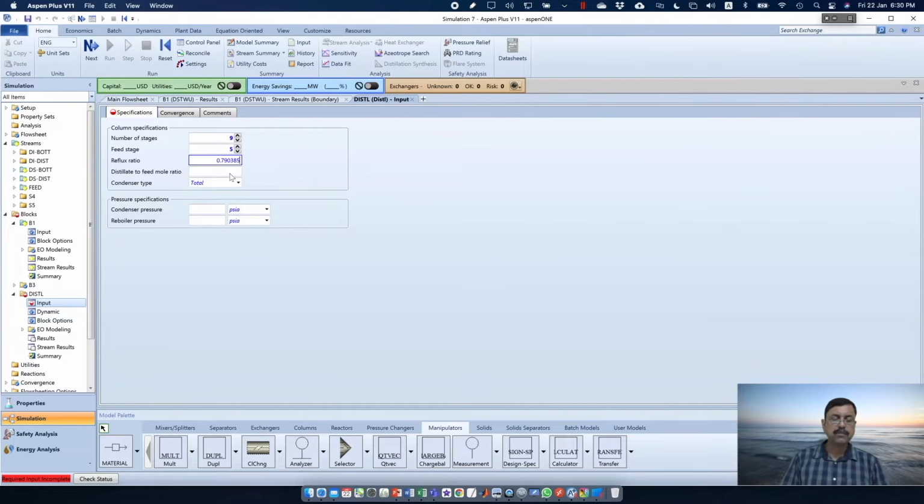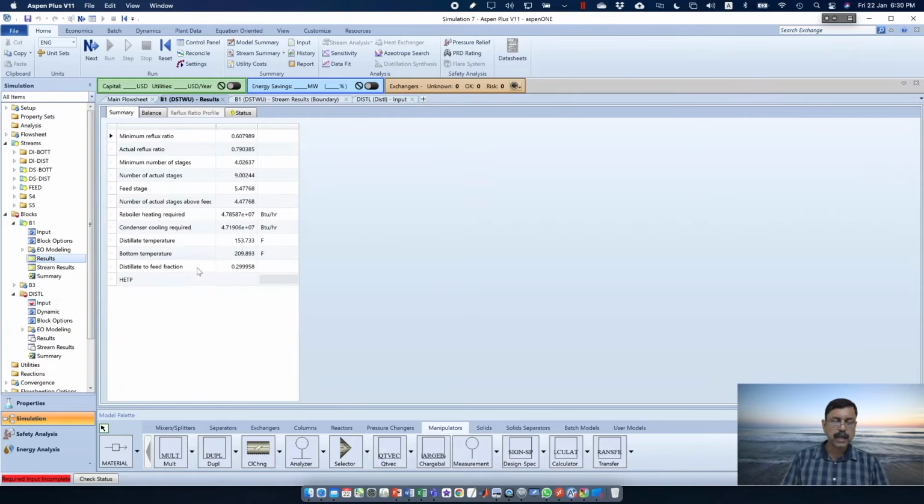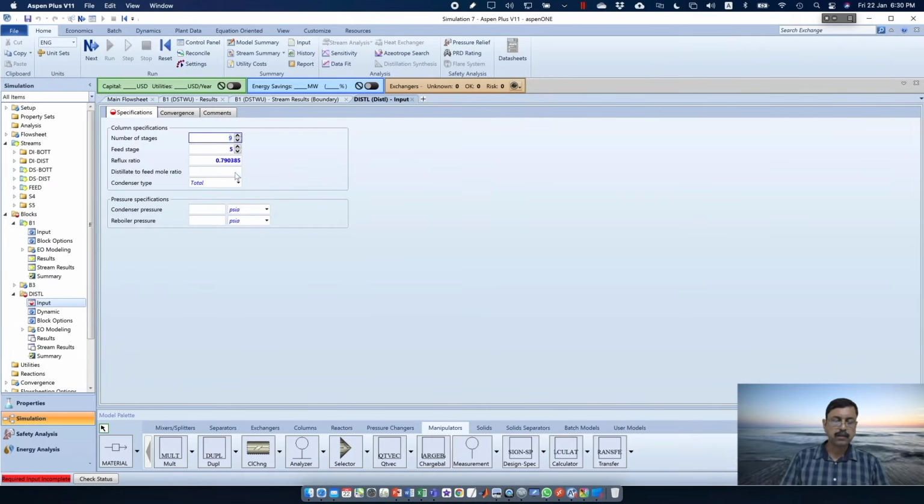0.790385. Distillate to feed molar ratio 0.299958, so we can write it 0.3. Not a problem. Condenser type is total. Pressure, again, it is 1 atmosphere. We run it, so our results are available. Now we will see this result.